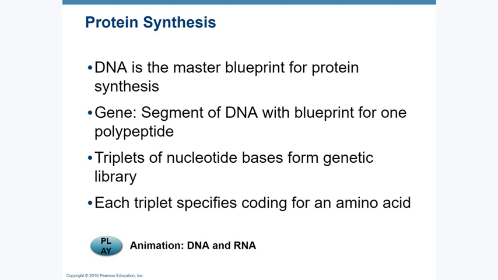So DNA is the master blueprint for protein synthesis. DNA tells the cells what proteins to make, and the structure of the protein then dictates the function of the protein. So a gene is a segment of DNA that is a blueprint for one polypeptide. So a gene makes one type of protein. And each one of those genes has something called a triplet code. These triplet codes are nucleotide bases formed from genetic libraries. And each triplet is specific, coding for an amino acid.